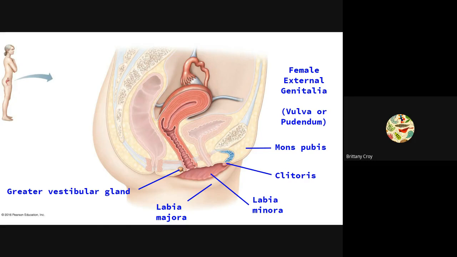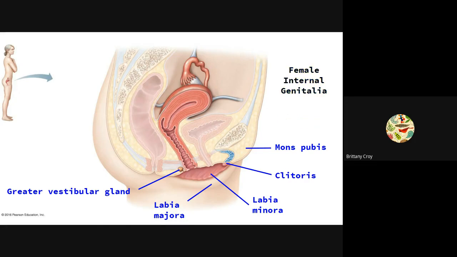If you'll permit me to use some slang, sometimes you hear people say, like, a female becomes wet. What they actually mean when they say wet is that the greater vestibular glands have started producing mucus, similar to the bulbourethral glands in a male.